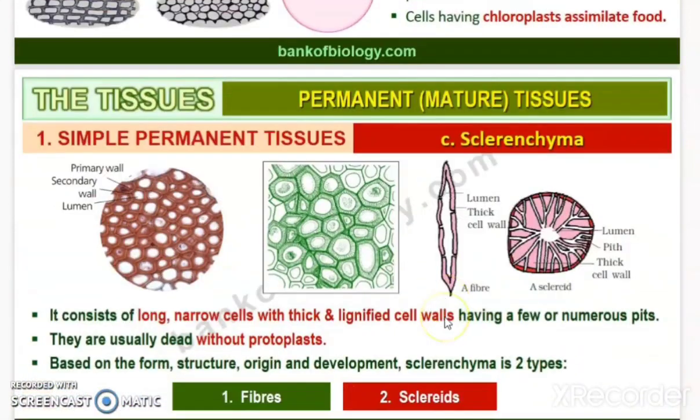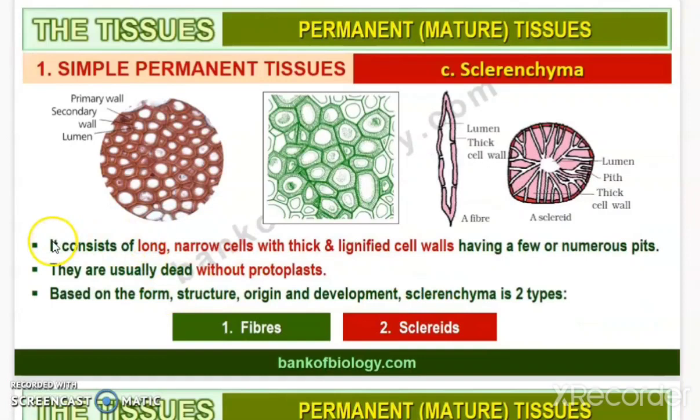Okay, and now coming to the next part, which is the sclerenchyma. It consists of long narrow cells with thick and lignified cell walls. Lignified means it is due to deposition of lignin. Having a few or numerous pits, they are usually dead without protoplast, and based on their form, structure, origin and development, it is divided as fibers and sclereids.